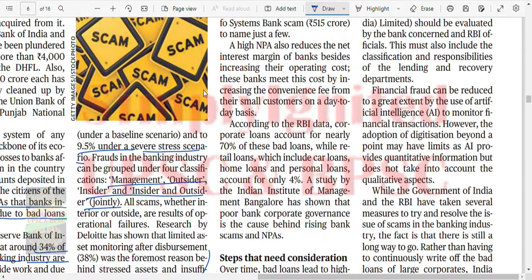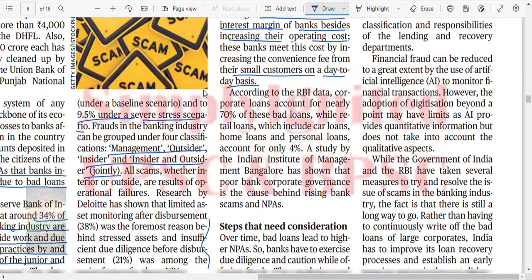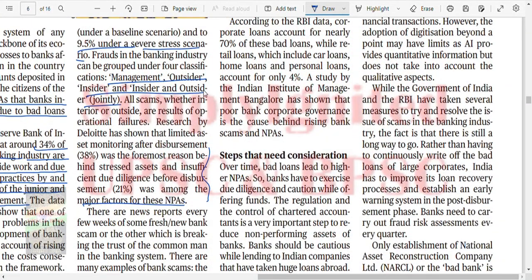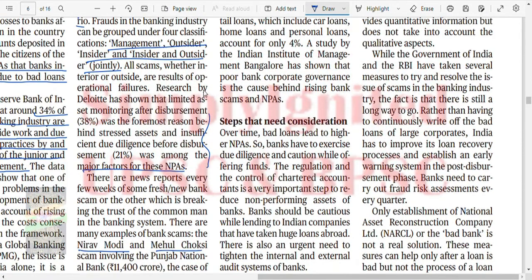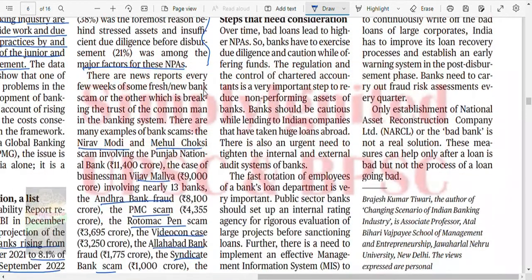The higher NPA also reduces the net interest margin of the bank besides increasing their operational cost. These banks make up their costs by increasing convenience fees on small customers on a day-to-day basis. According to RBI data, corporate loans account for nearly 70% of these bad loans, while retail loans, which include car loans, home loans and personal loans, account for only 4%. A study by the Indian Institute of Management has shown that poor bank corporate governance is the cause behind rising bank scams and NPA. Steps needed.